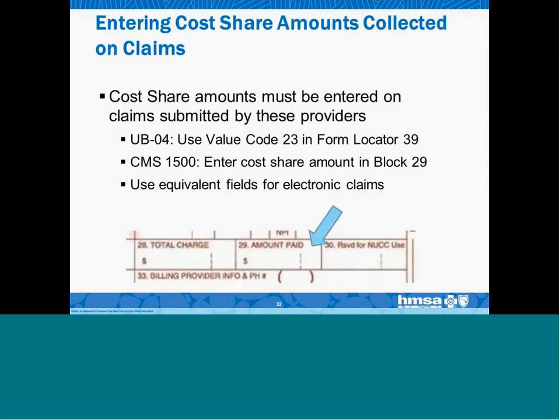When filing claims, the member's cost share amount must be entered on the provider's claim. For the UB04 claim form, place value code 23 in form locator 39, and for the CMS 1500 claim form, you'll enter the amount in block 29 as shown here.